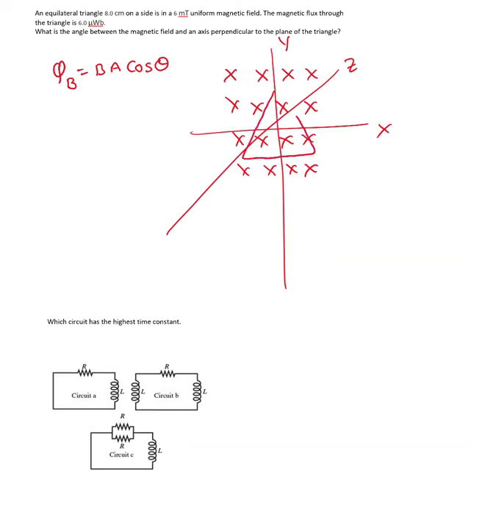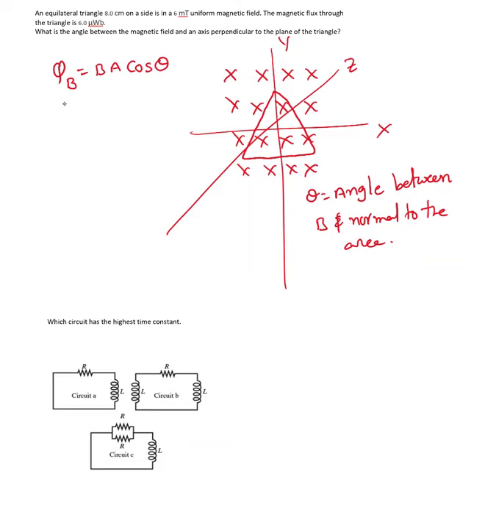I'm drawing it in 2 dimensions, but there is an angle between B and A. Theta is the angle between B and the normal to the area. I draw only a 2-dimensional diagram. You need to assume that this is in 3 dimensions, and there is some angle. Now I know most of the things other than theta.